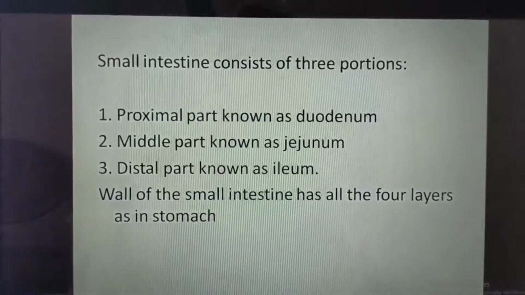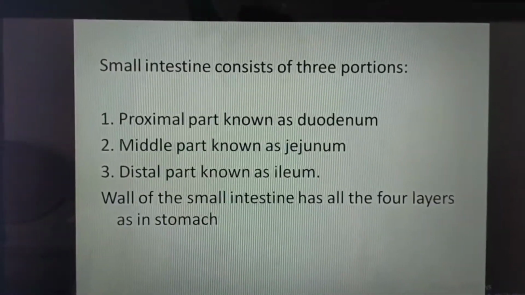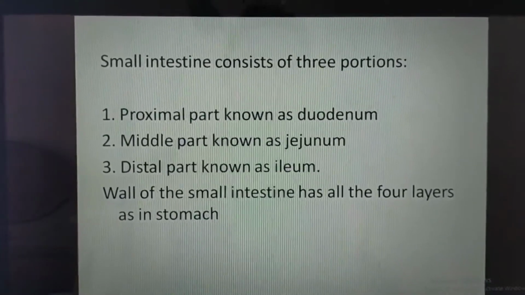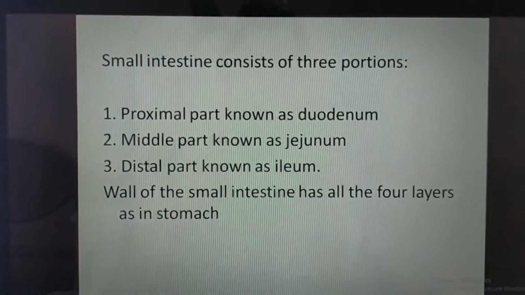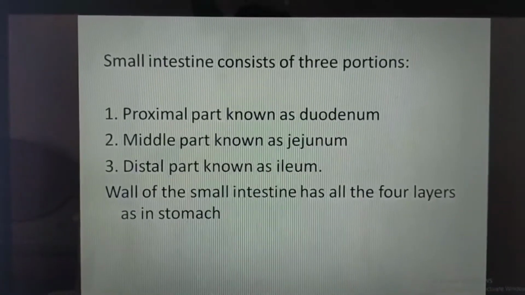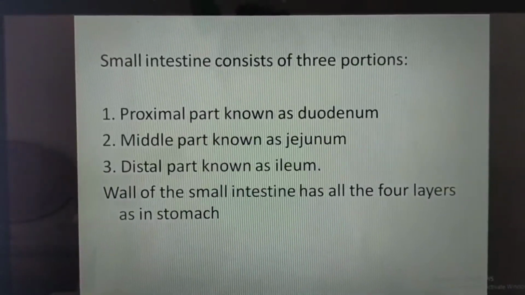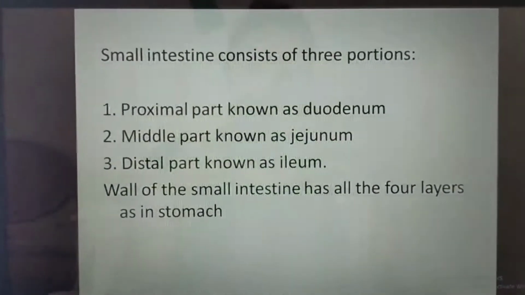The small intestine consists of three portions. First is the proximal part, known as the duodenum. Second is the middle part, known as the jejunum. And third is the distal part, known as the ileum. The wall of the small intestine has all four layers as in the stomach.